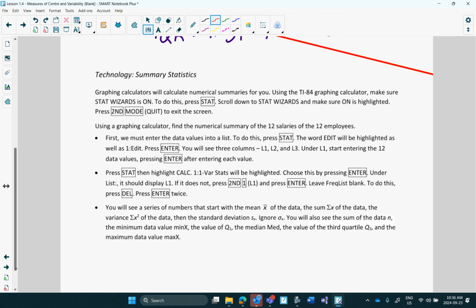39. Enter. Oh, I have to be plus. So all the numbers are in. Okay. All the numbers are in. Once you've done that, go second mode to quit. You get a blank screen, second mode.